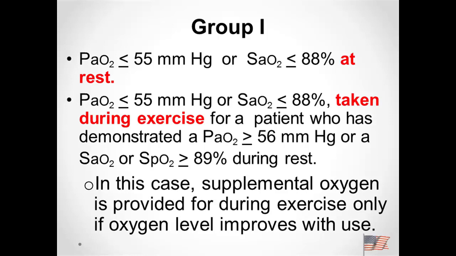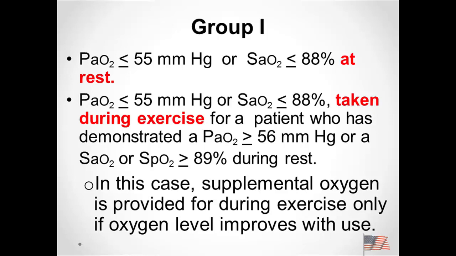Okay, and this is prior to discharge. This isn't something where you find the worst blood gas that they ever had and use that as your index. Okay. A PaO2 less than 55 or a saturation by CO oximetry less than 88 during exercise for a patient that has a PaO2 or a saturation higher than those other first ones. So if I can document that they desaturate during exercise, they can qualify. In that case, supplemental oxygen is provided for during exercise use only.